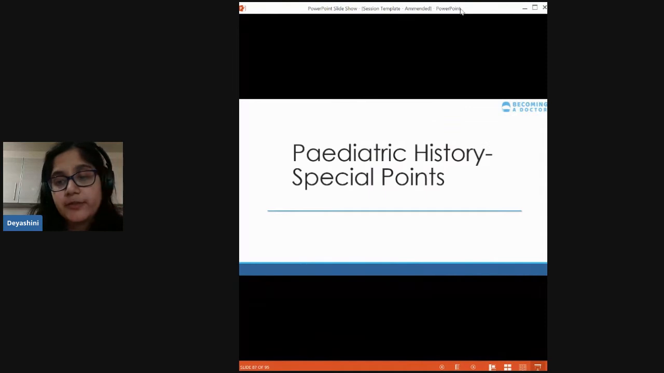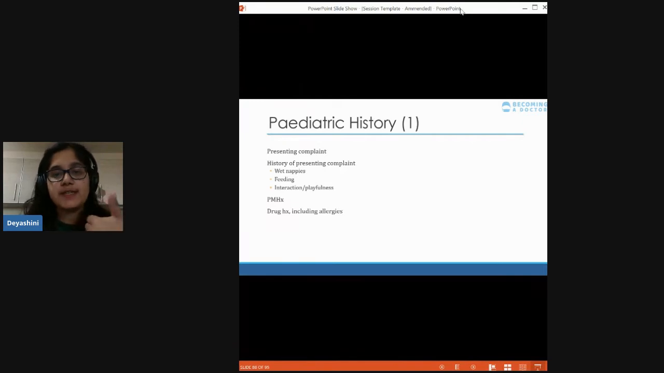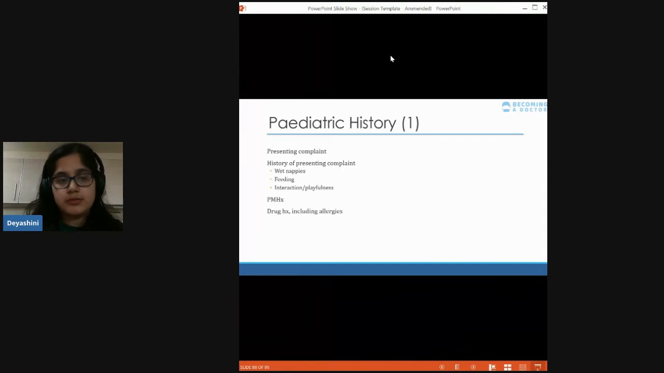I think we've been through most of these embedded within the things, but I just wanted to highlight. It's similar structure to any history that you take, but within the history of presenting complaint, always think about feeding, number of wet nappies, and how is it different. So if someone has 6 wet nappies, but that's normal for them, that's not really significant. But if they've had 6 wet nappies and normally they have 12, that's obviously a significant reduction in the number of wet nappies.